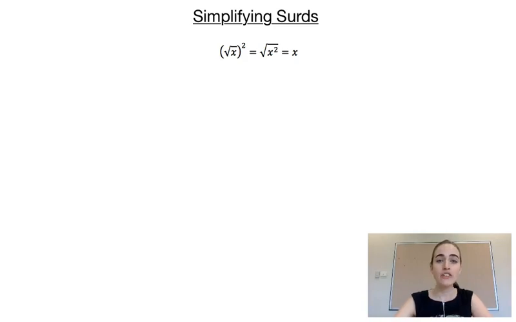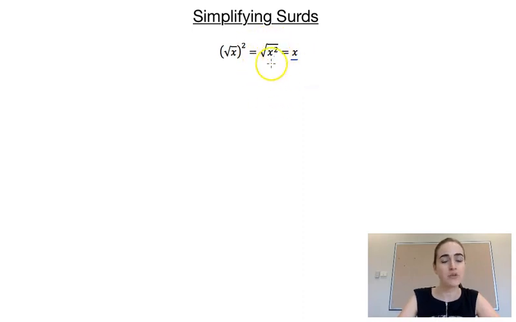In this video, I want to have a look at simplifying surds. So two rules that I want to have a look at, and then look at some examples as well. Our first rule is if we have the square root of a number and then we square that, then we're just going to get x. It works if we have it written the other way as well.